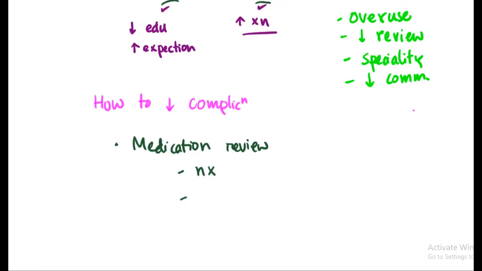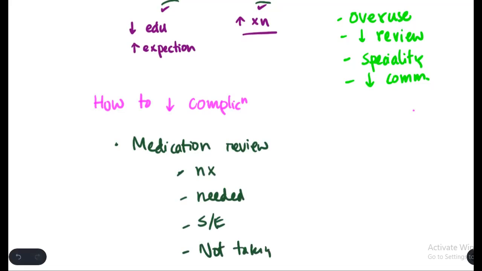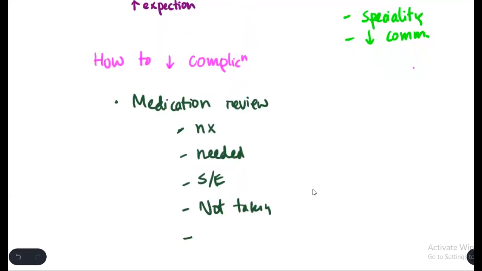The patient and the patient's carer should bring all the drugs that he or she is taking and count them. How many is he really taking, and how many are actually needed? Check if there is any side effect, if he is not taking any medication, and obviously assess for the indications, as I said. So in the medication review, if you find a drug that is not needed, that is causing side effects, or that the patient is not taking, then de-prescribe those medications.